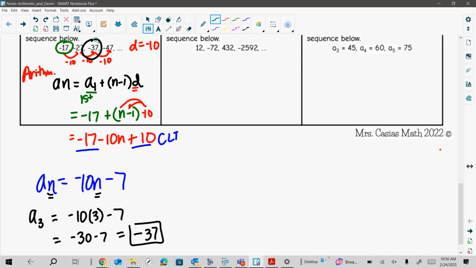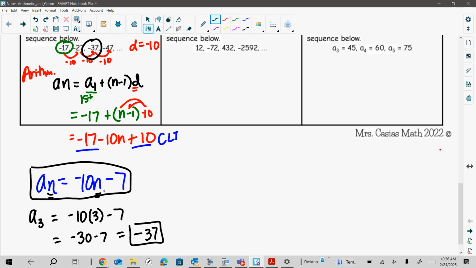Oh, I get it. Now that I simplified this formula, I can find any term in the sequence. So if I wanted to find the 100th term, I would just put 100 where the n is, and then work it out. Okay.